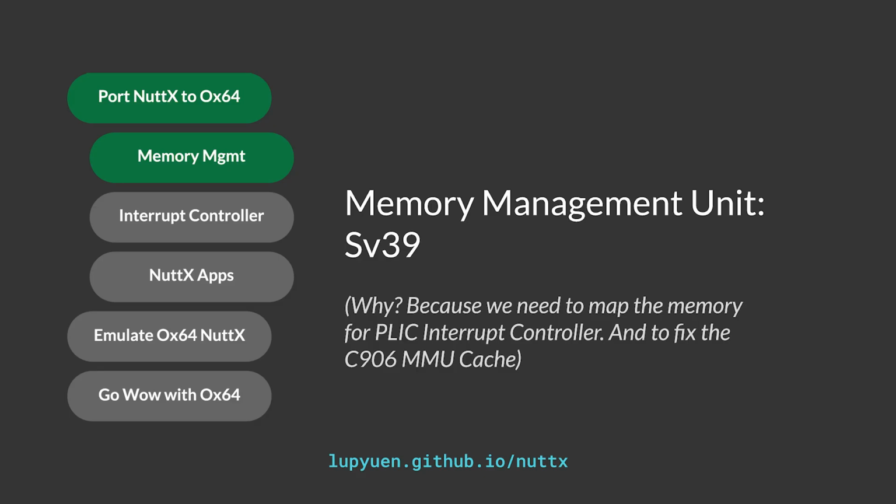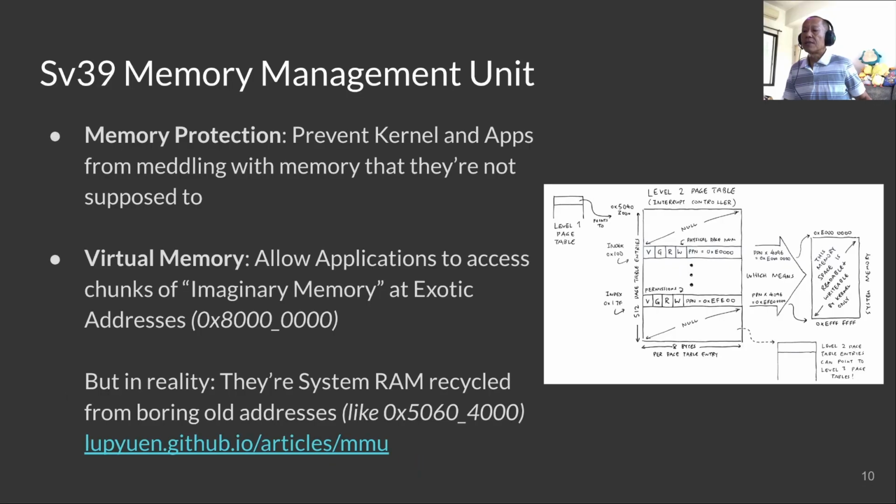We are looking at the memory management unit of the Ox64 SBC, visualized as an animation. What exactly is this memory management unit? Memory management unit, or MMU, is the hardware inside our single-board computer that does two things. Memory protection. MMU prevents applications and kernel from meddling with things in system memory that are not supposed to. Virtual memory. MMU allows applications to access chunks of imaginary memory at exotic addresses like 8000 hex. But in reality, the system RAM is recycled from boring old addresses like 5060 hex.